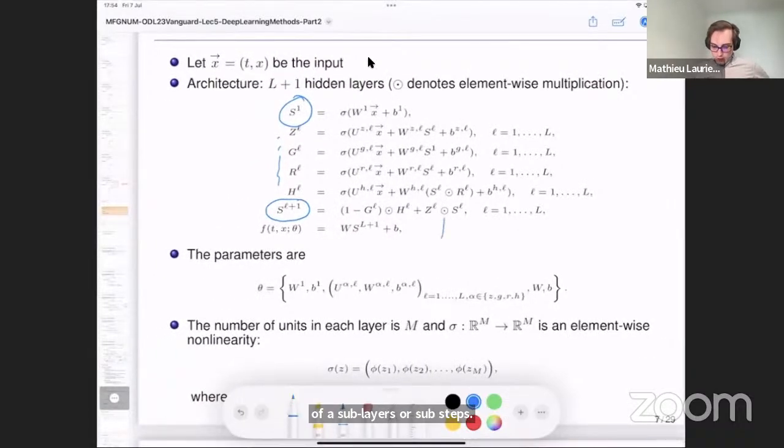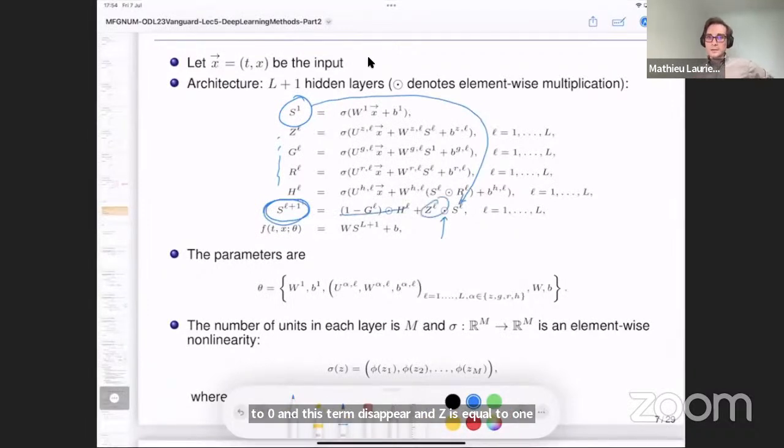You can see that there is this operation which, intuitively, is what we call a gate. It's something that manages the flow of information in the network. For example, S1 is going to be plugged in here when you are defining S2. So this means that potentially, imagine that H is equal to 0, then this term disappears, and Z is equal to 1, then S_{L+1} would be exactly equal to S_L. So you allow the neural network to keep some memory from the previous layer. Here we are not talking about iteration, it's really about how the information flows between the layers.